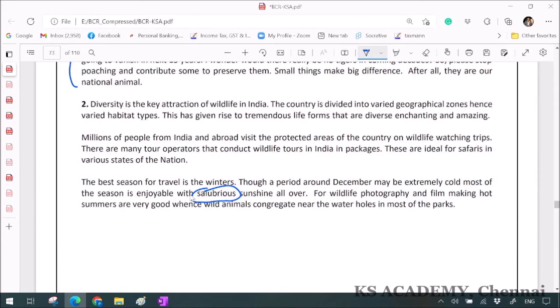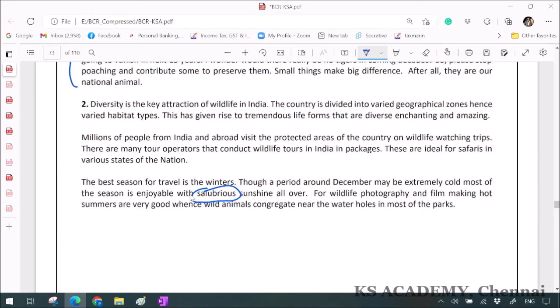Winter, though extremely cold. Oh, I thought winter is very hot. Correct? Winter, though extremely cold, can be deleted. Useless it is. I am just trying to tell winters are ideal for, best season for watching. So, though extremely cold is irrelevant. So, winters are ideal for. Is the best season for, you can delete and say ideal for.